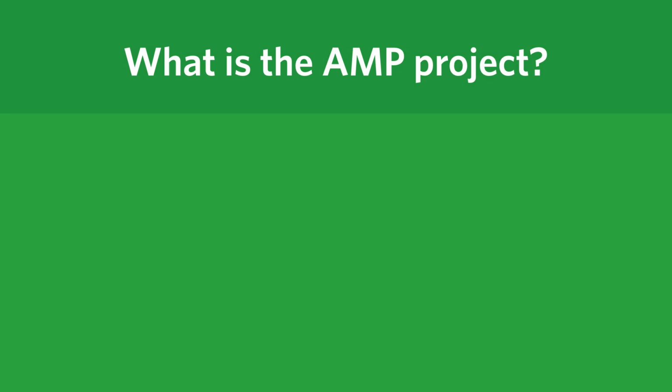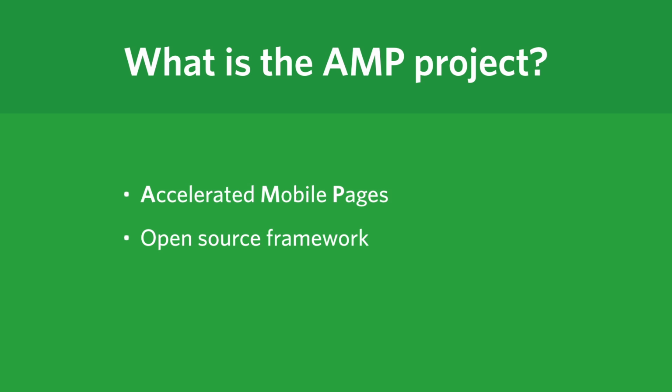AMP stands for Accelerated Mobile Pages. It's an open source framework driven by Google with the goal of delivering faster pages to mobile users. Google has been pushing web page performance for several years. If you watch my web performance testing course, you know this based on how they potentially weight faster pages versus slower pages in their search results.